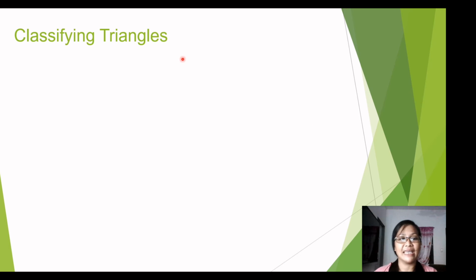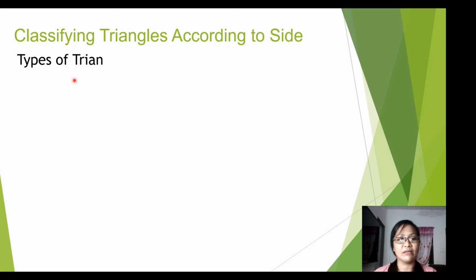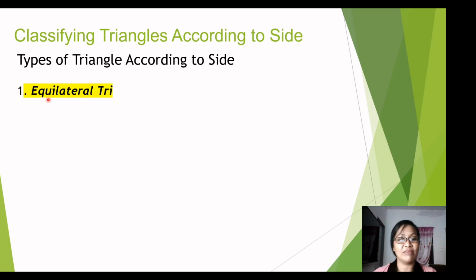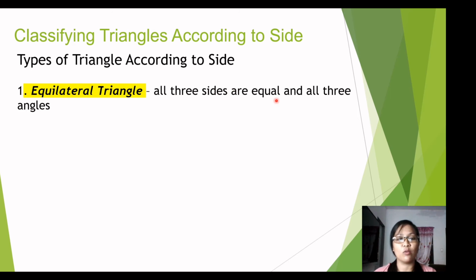Next, classifying triangles according to sides. So what are the types of triangles according to sides? First, we have equilateral triangle. All three sides are equal and all three angles are 60 degrees.